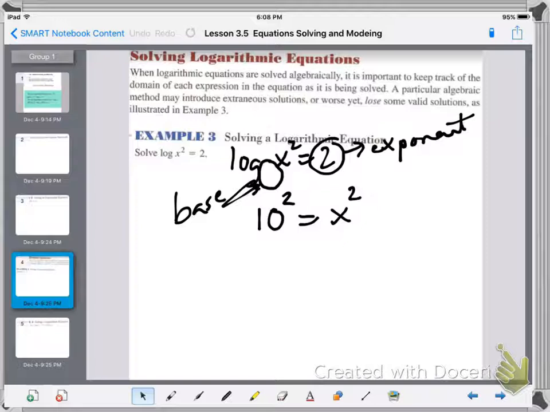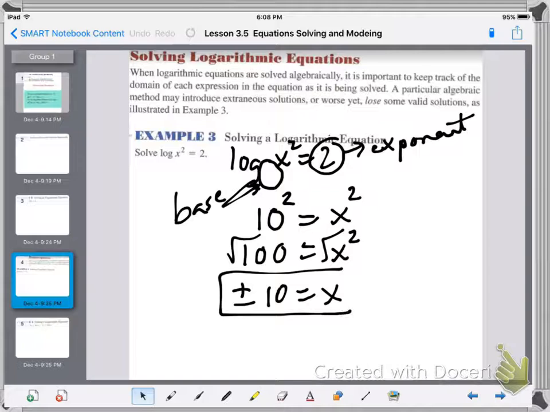Now, we solve it like normal. 10 squared is 100, equals x squared. I take the square root of both sides. So x doesn't equal just a plus or minus sign, guys. Equals plus or minus 10. Okay? Now, a couple things you could do here.